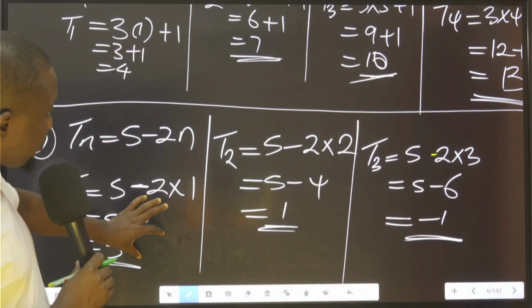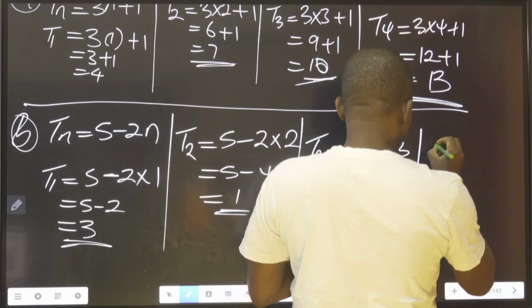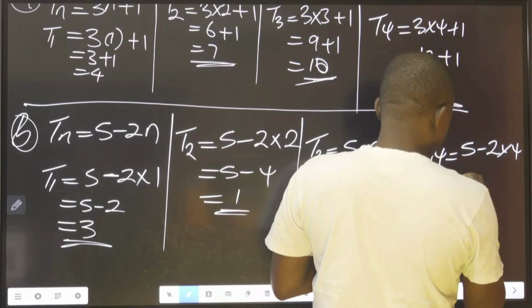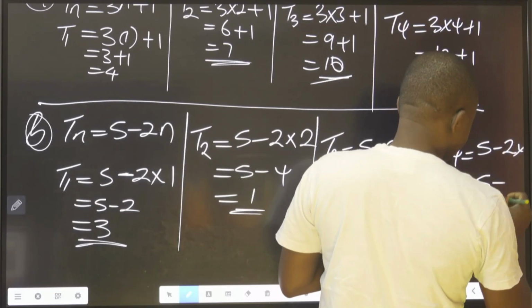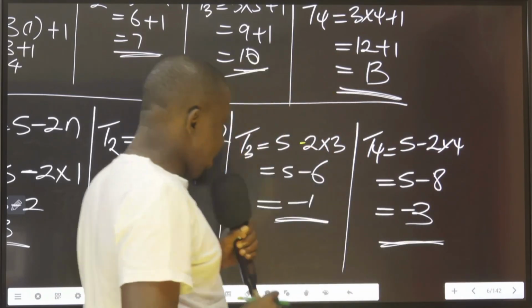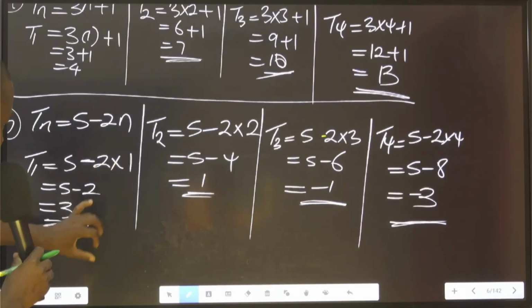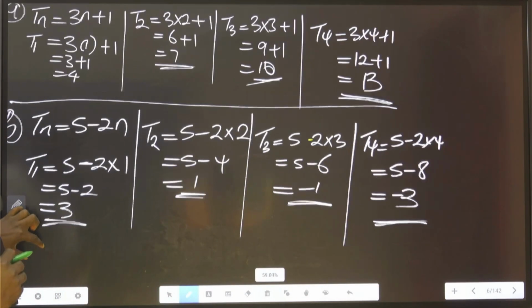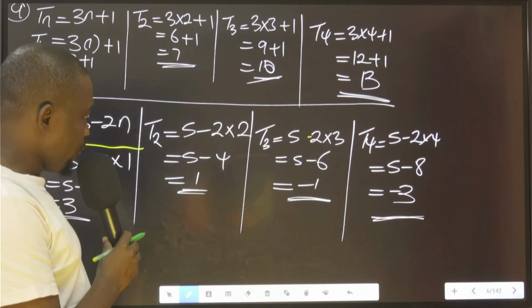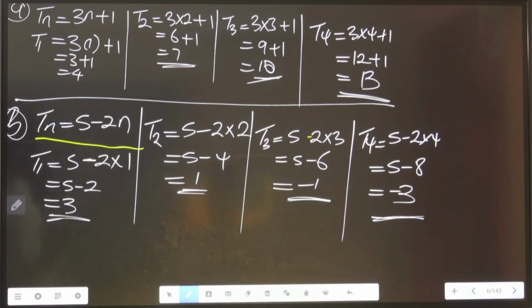Then the fourth one. The fourth one is 5 minus 2 multiplied by 4, which is 5 minus 8 equals to minus 3. Okay? So as you can see, for the first term, we have 3. We have 1 for the second term for this particular series. For the third term, we have minus 1. For the fourth one, we have minus 3.